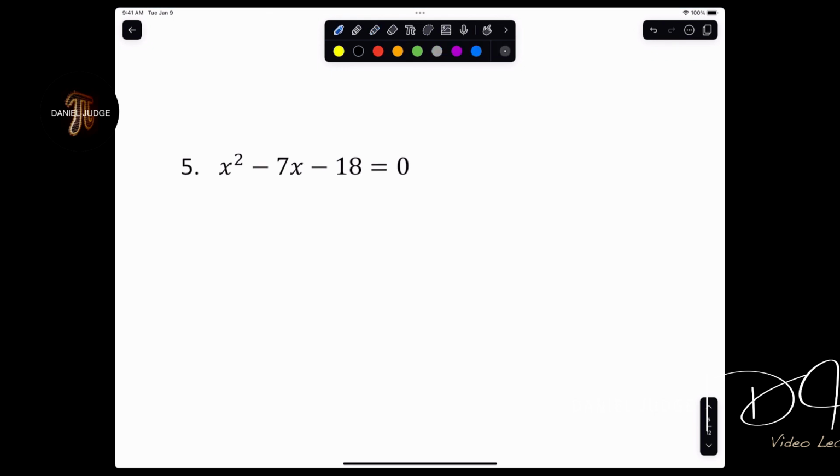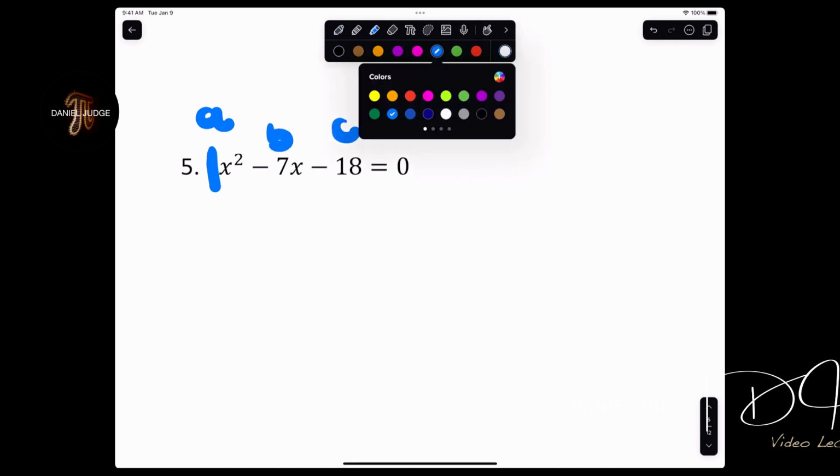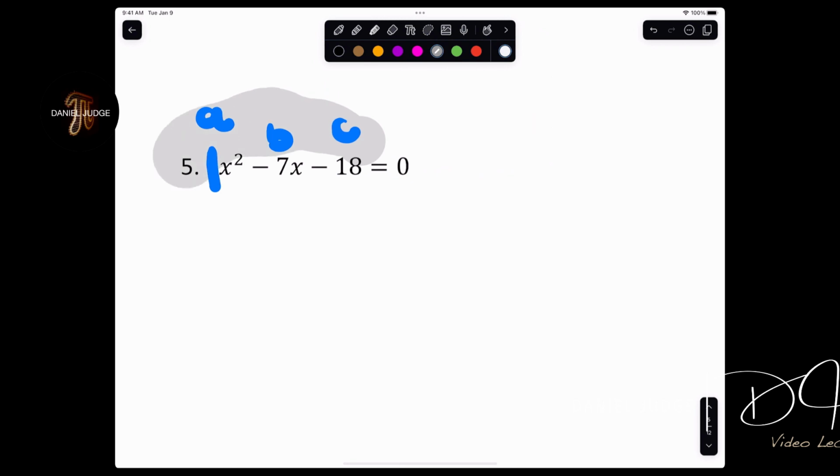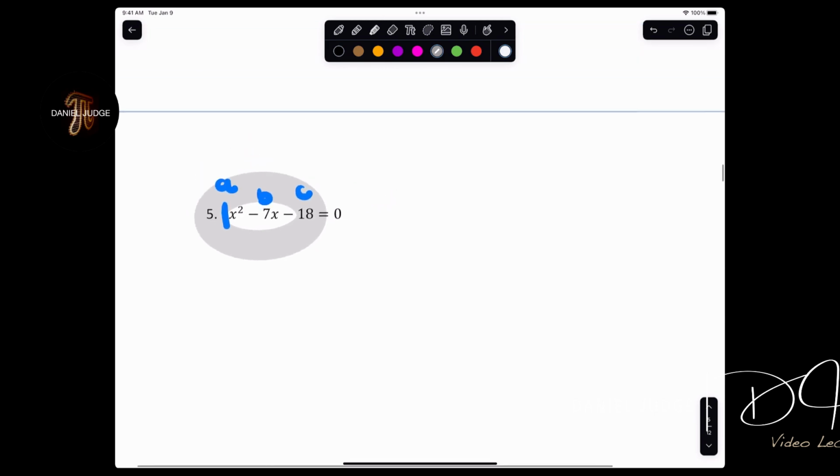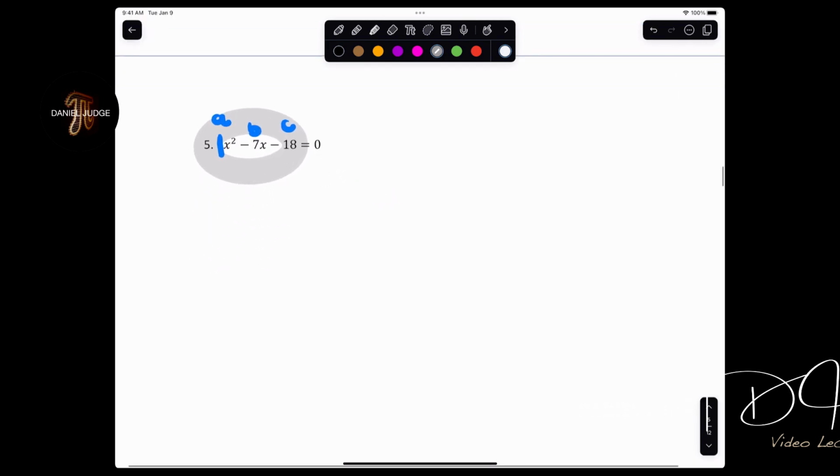Let's try this again. A, B, C. We are factoring. Okay, that left side there. This is a quadratic equation because this is equal to 0. We're going to use that crisscross method.